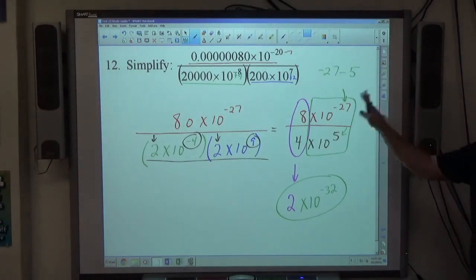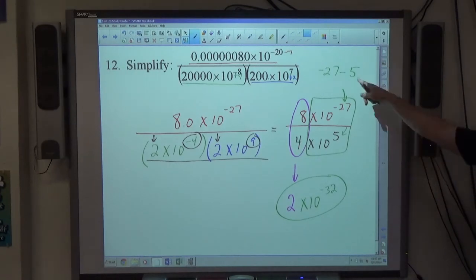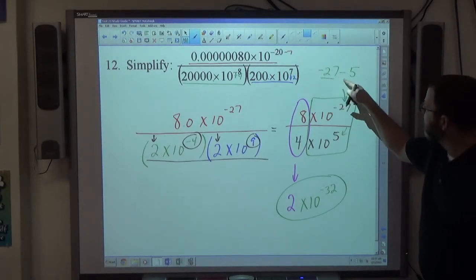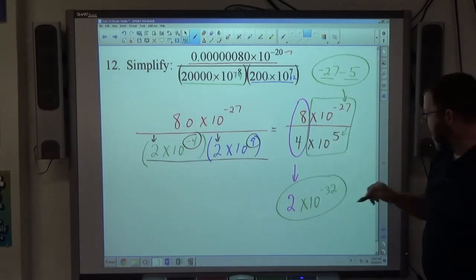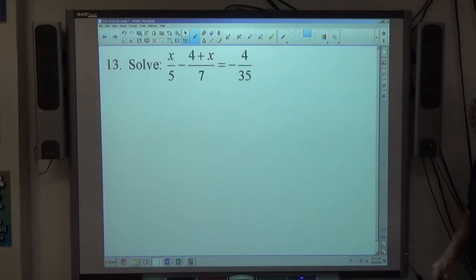Most common mistake here, people get to this point, they think subtraction, they say 22 instead of 32 because they don't actually look at it. So top minus bottom, look at the signs in order to add or subtract. Signs are the same, you add them together.